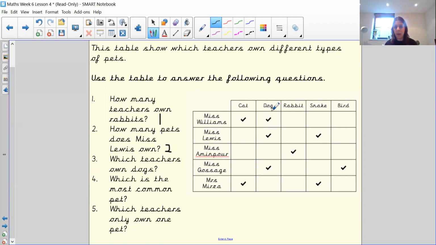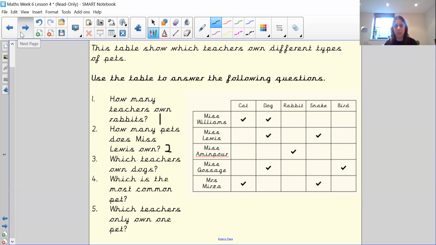Okay, so the most common pet is a dog. 1, 2, 3. 3 teachers own the dog, whereas the others are either 2 or 1. And the teachers that only own 1 pet, if you go across, Miss Williams owns 2, Miss Lewis owns 2, Miss Amanpour owns 1, Miss Gossage owns 2, and Mrs. Mirza owns 2. So which teachers only own 1? It is just Miss Amanpour. Hopefully that makes sense for you there.